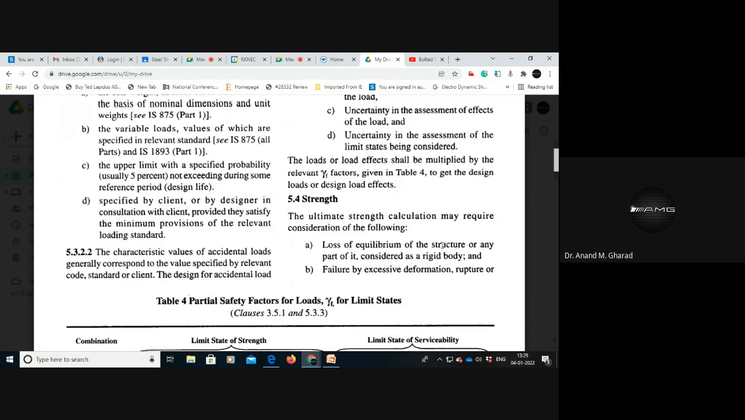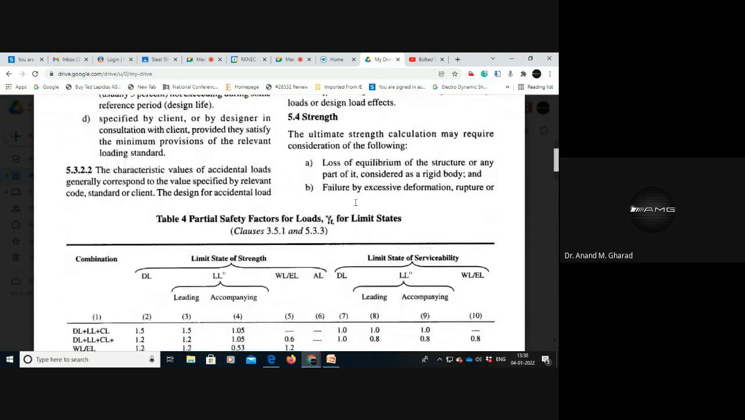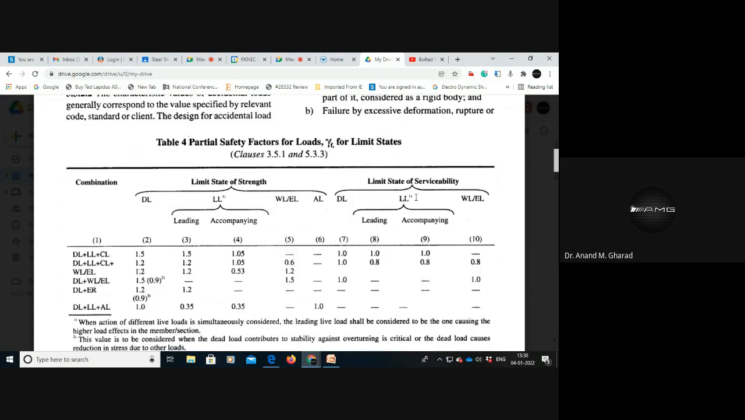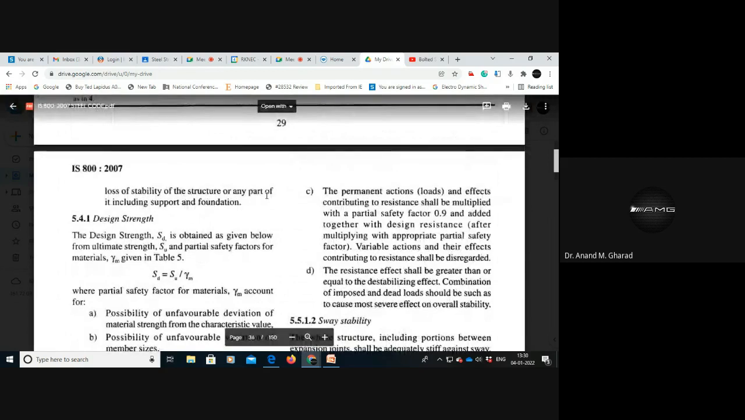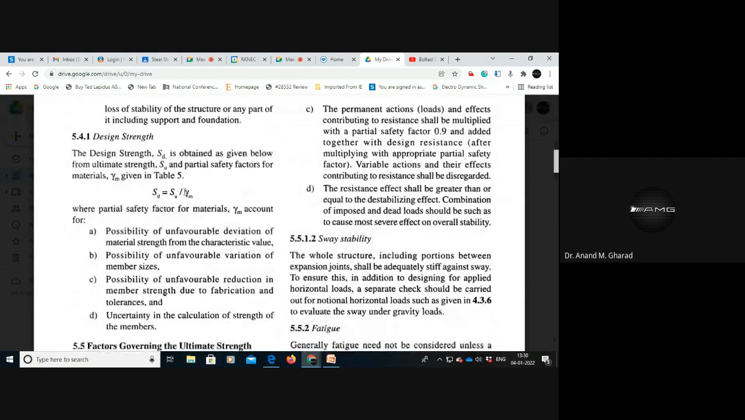So a great amount of thought process is involved in order to define all these things. Similarly, for strength, what is the requirement? Loss of equilibrium of the structure or any part of it considered as a rigid body, and failure by excessive deformation, rupture, or loss of stability of the structure or any part of it, including support and foundation. This is the design strength value which we shall be using, and for that you can see this is the ultimate strength and this is the partial safety factor.